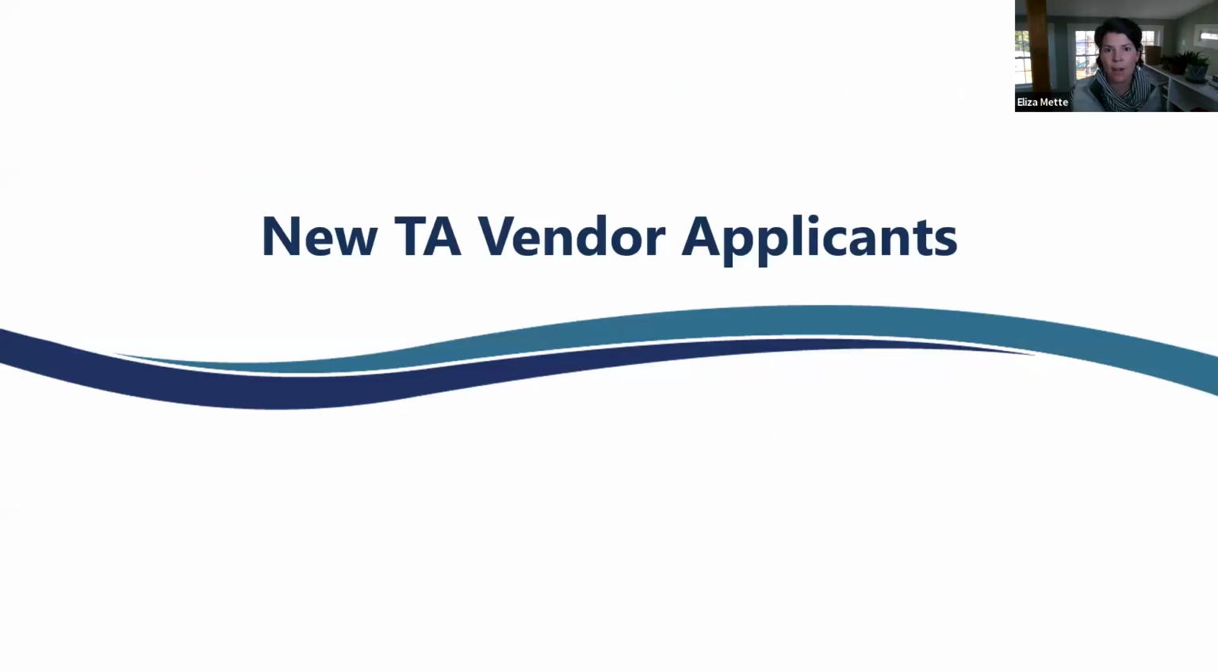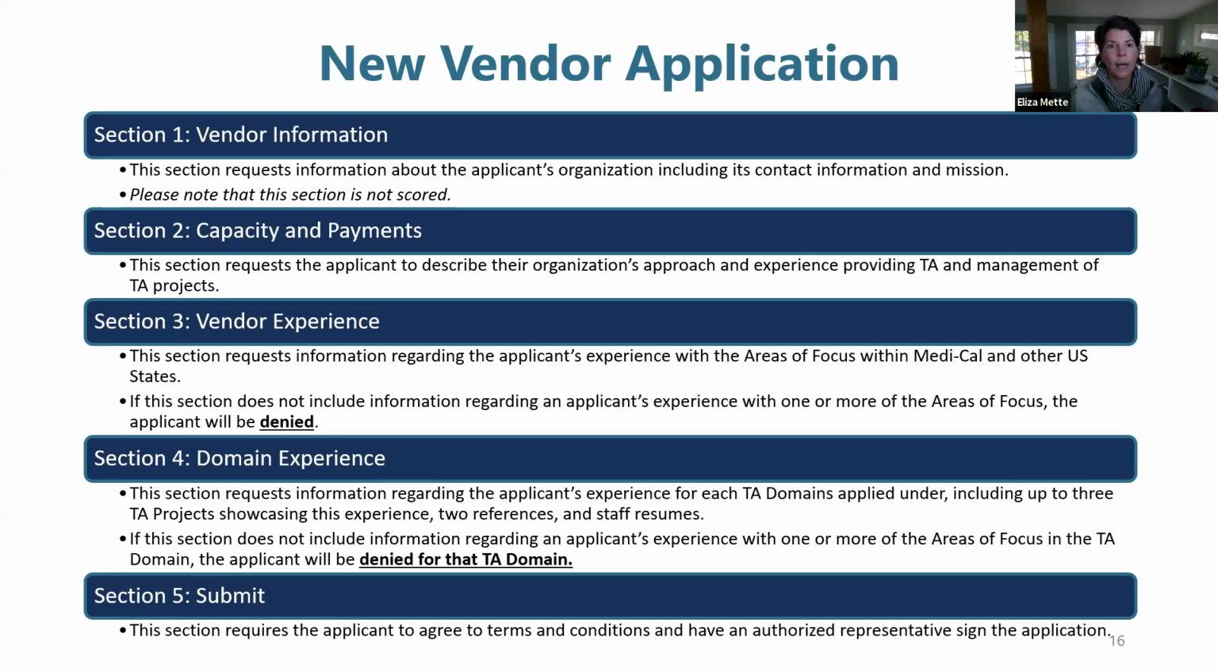All right, new TA vendor applications. We're going to give you a bit of a deeper dive. Next slide, please. All right, so section 1 of the application is asking for vendor information. This is just your contact information, organization size, stuff like that. It also includes a section for your mission statement.